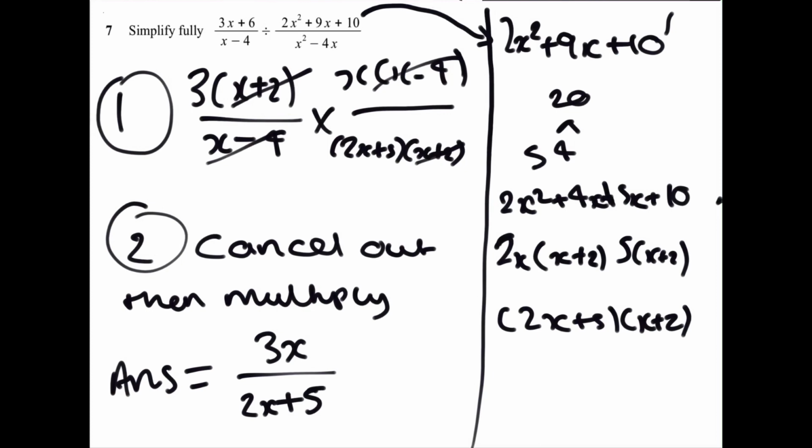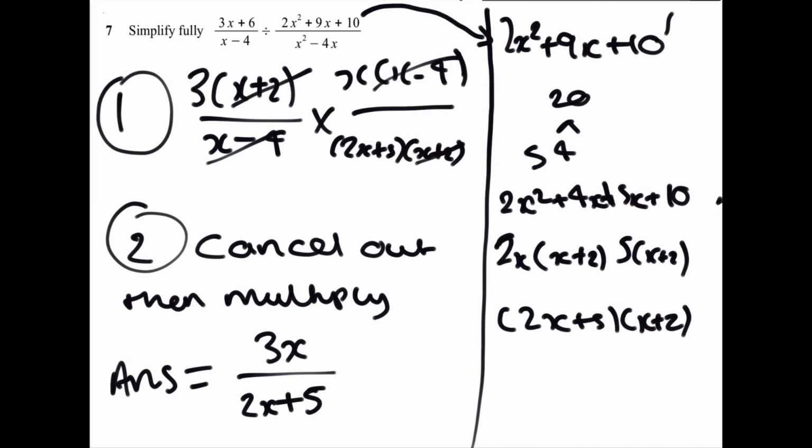So as you can see, I factorized 3x plus 6 into 3 brackets x plus 2, and x minus 4 can't be factorized, so I kept it the same. Then using my rules, when I apply KCF, which is keep, change, and flip, which we use when dividing, I changed the sign from divide to times, and then I flipped our last fraction, and then I factorized it. So x squared minus 4x can be factorized to x brackets x minus 4.